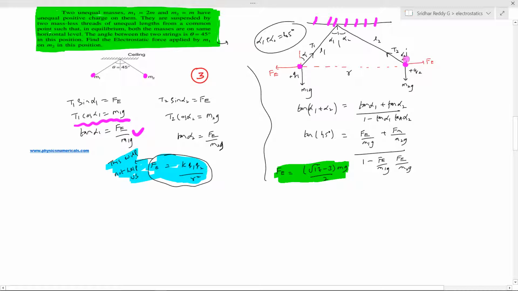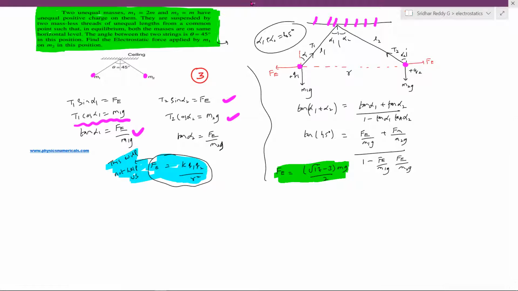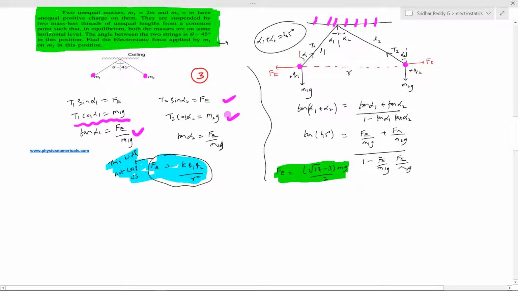Then similarly for the second particle, T2 sin alpha 2 should be equal to Fe, and T2 cos alpha 2 should be equal to M2G. Then tan alpha 2: let me divide these two equations. Tan alpha 2 equals Fe by M2G will come. Yeah, Fe by M2G. You have all the things. These two equations are there.